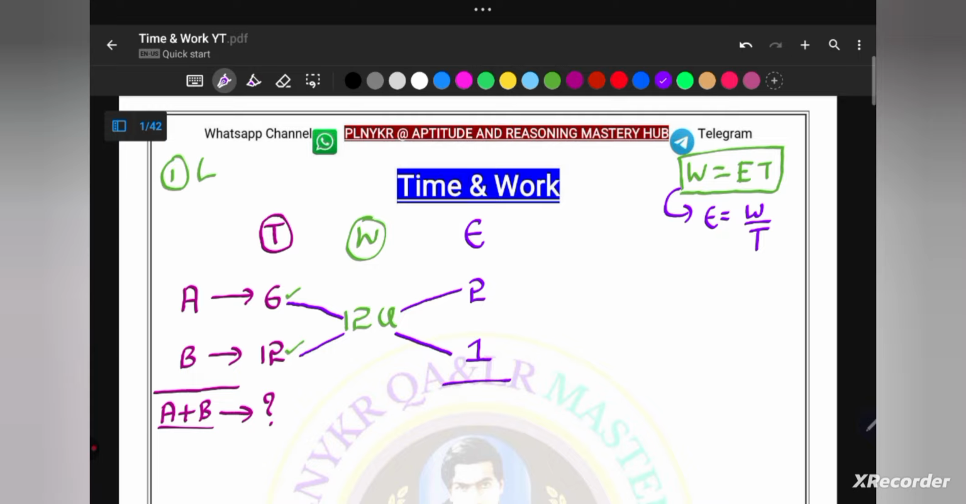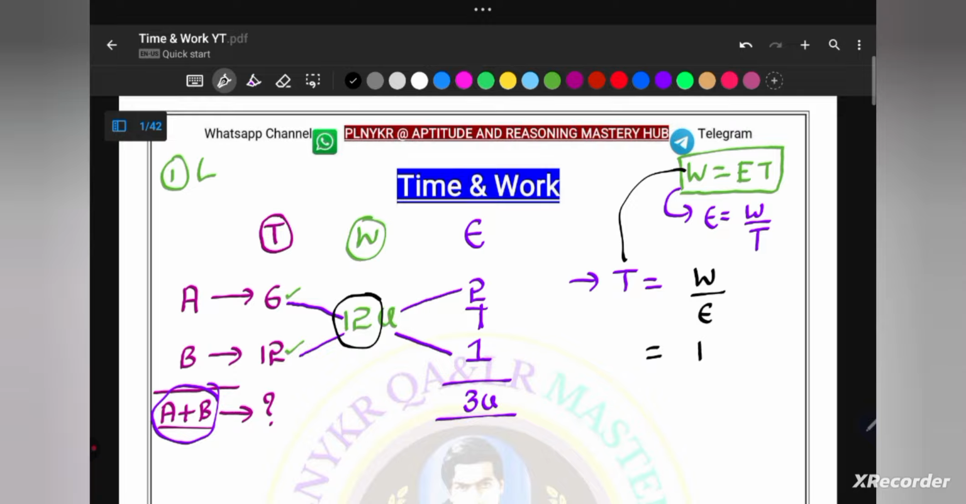Now we'll be adding the efficiencies because clearly they are working together. So efficiency will be 2 plus 1, 3 units per day. Now the question is regarding the time taken by them when they are working together. From this formula, time will be equal to work by efficiency. Work we have taken as 12 units, whereas the overall efficiency is 3 units per day. So it will be 4 days. So this is the first method.